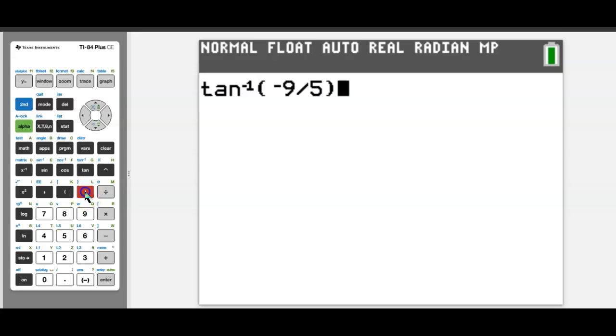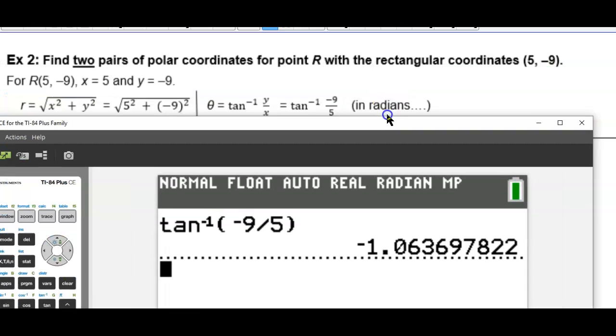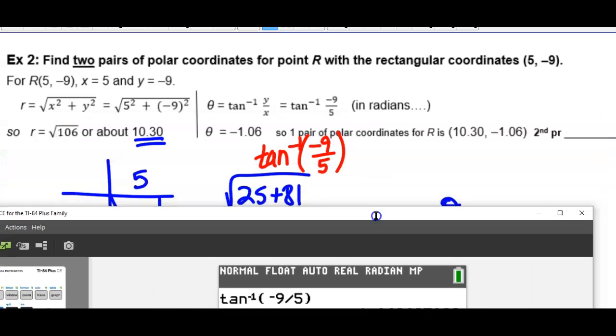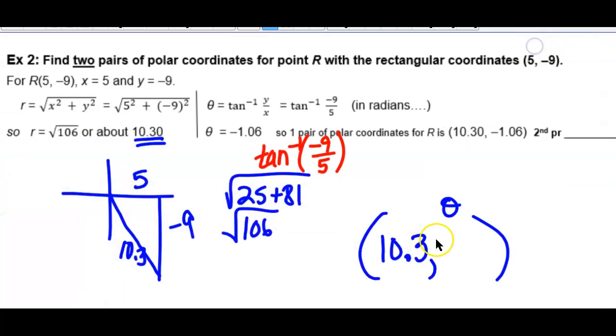Now, we would worry about the quadrant, except in the fourth quadrant, it gives us the right answer. It says you rotate a -1.06 radians, which is correct. We went this way. So -1.06 radians.